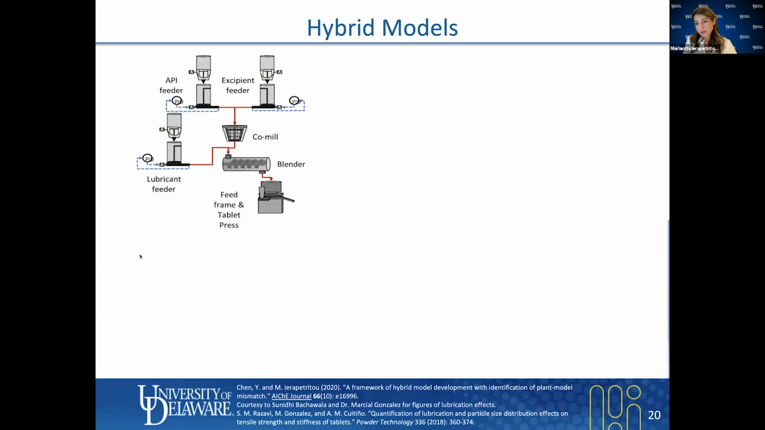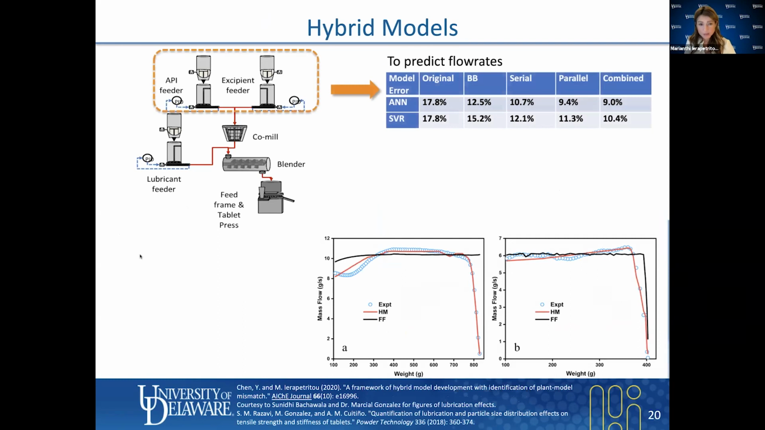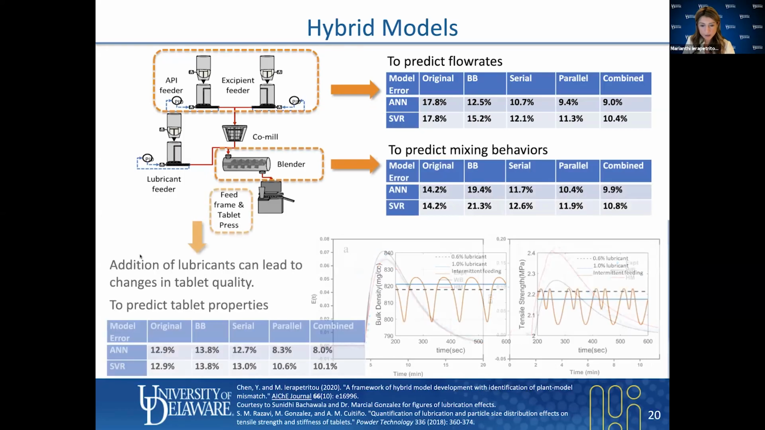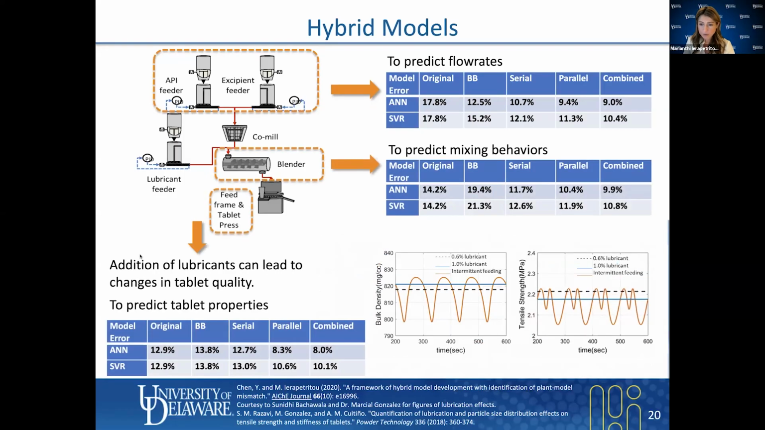So again, just to illustrate how the hybrid models can perform better, we incorporate the data that are coming from the process into the mechanistic understanding. Just as an example here, we have done that for the feeding process, for the blending, for the tablet press. What you see here is the original model, and the original model is based just on the mechanistic understanding of the process. And then we start supplementing this with the data-based components.